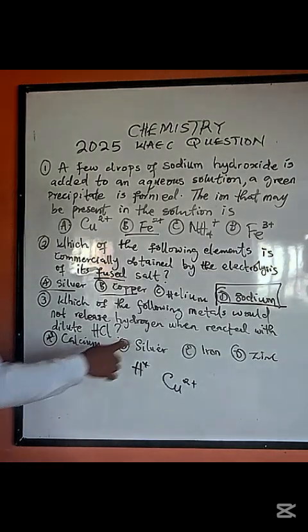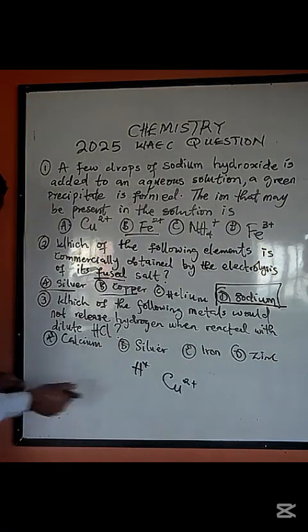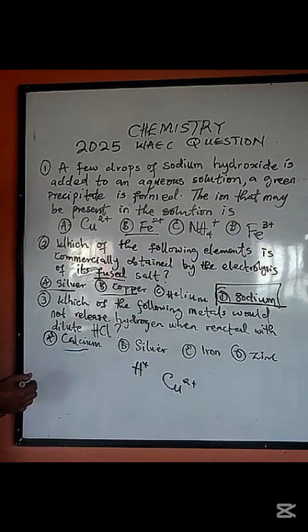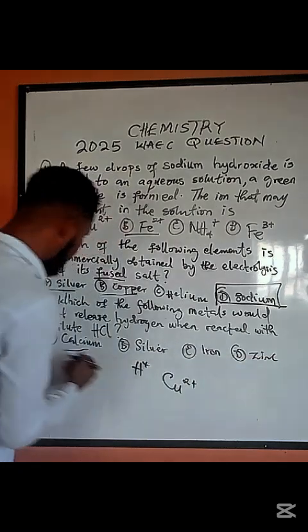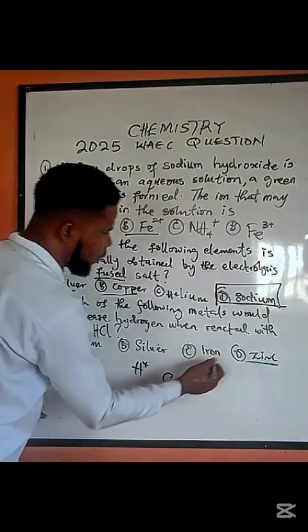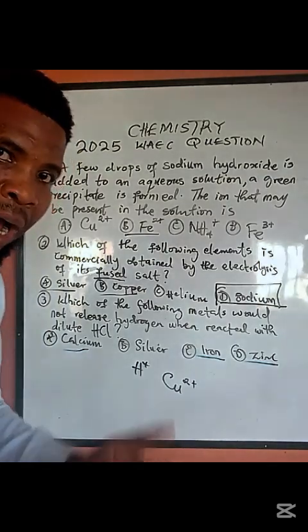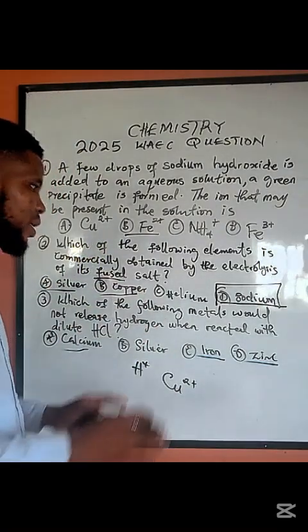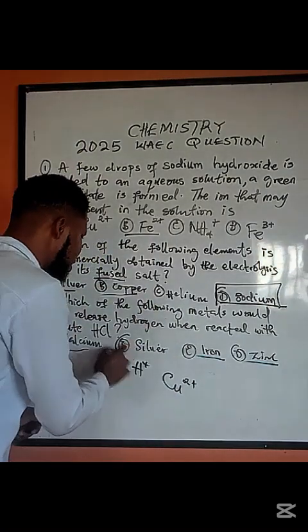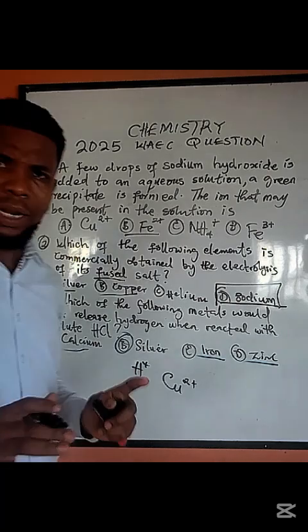So let's look at this now. Which of them are above? Zinc is above, calcium is above, and iron is above. Silver is far below. So silver will not displace hydrogen in dilute acid. So the answer is silver. I think you understand this, right?